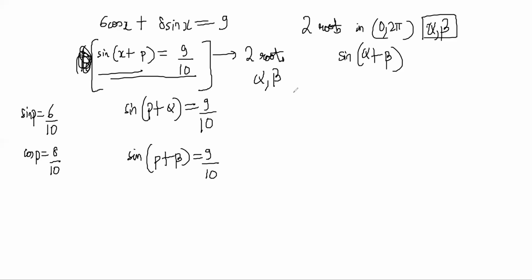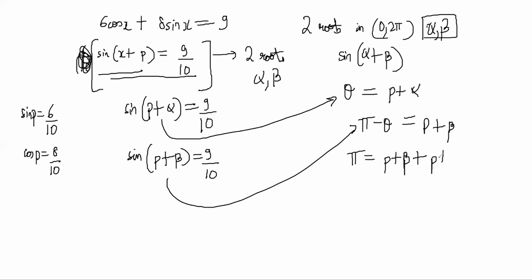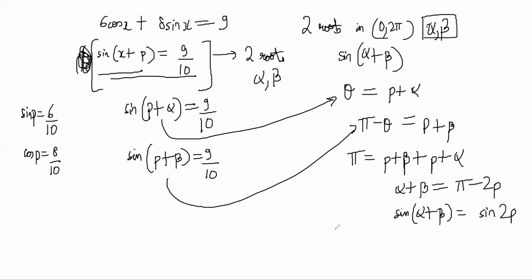Now, if the roots are in 0 to 2 pi, then sine will have the same positive value in two places. If we call this angle theta, then the other angle must be pi minus theta. So this is equal to p plus alpha, this is equal to p plus beta. So pi is equal to p plus alpha plus p plus beta. So alpha plus beta is equal to pi minus 2p. So sine of alpha plus beta is equal to sine 2p, which is 2 sine p cos p.